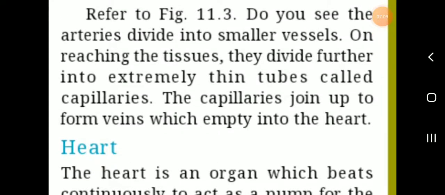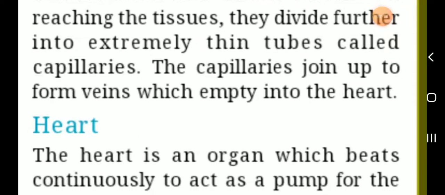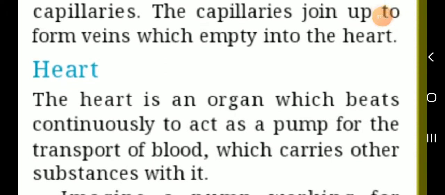See, arteries divided into smaller vessels. On reaching the tissues, they divide further into extremely thin tubes called capillaries. The capillaries join up to form veins which empty into the heart.